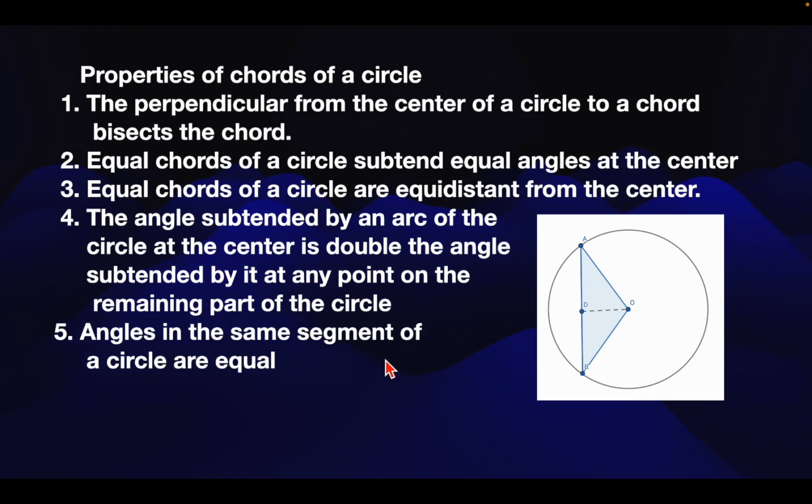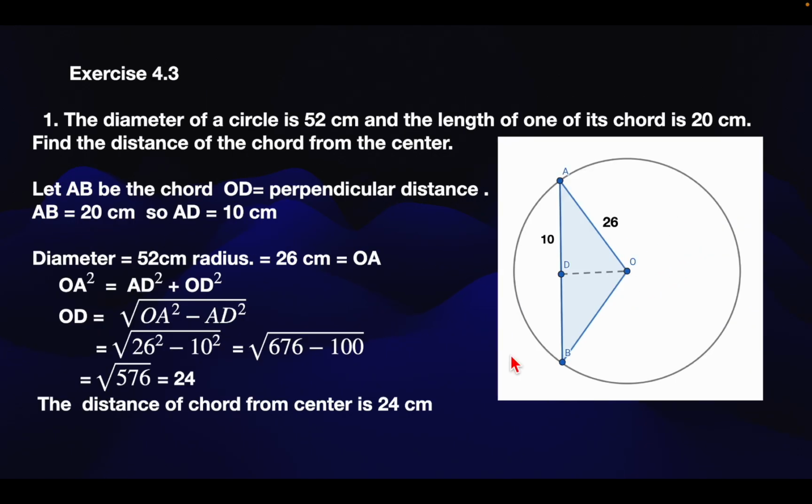Angles in the same segment of a circle are equal. So here, if there are 2 points on the circle, then on the same segment you can draw so many angles, and they will always be equal. Okay, let's go to exercise 4.3.